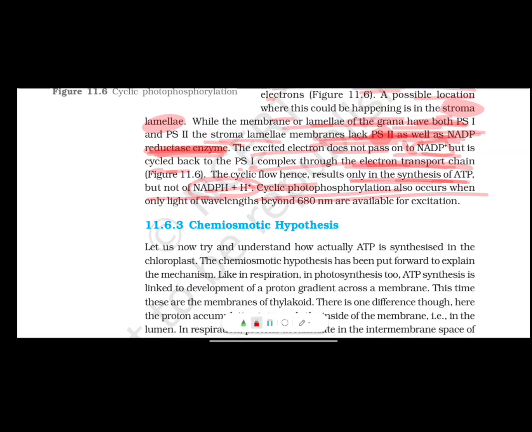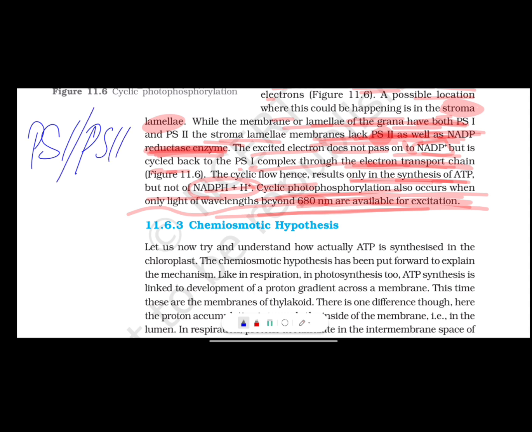The cyclic photophosphorylation also occurs when light of wavelength beyond 680 nanometer is available for excitation. So, with the help of both PS1 and PS2, we can do this. But without PS2, we cannot produce NADPH, because it lacks the NADP reductase enzyme, right?